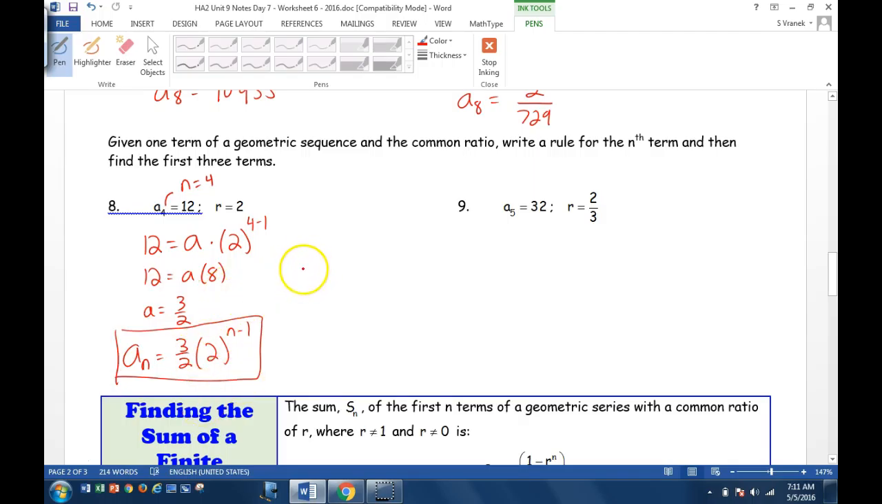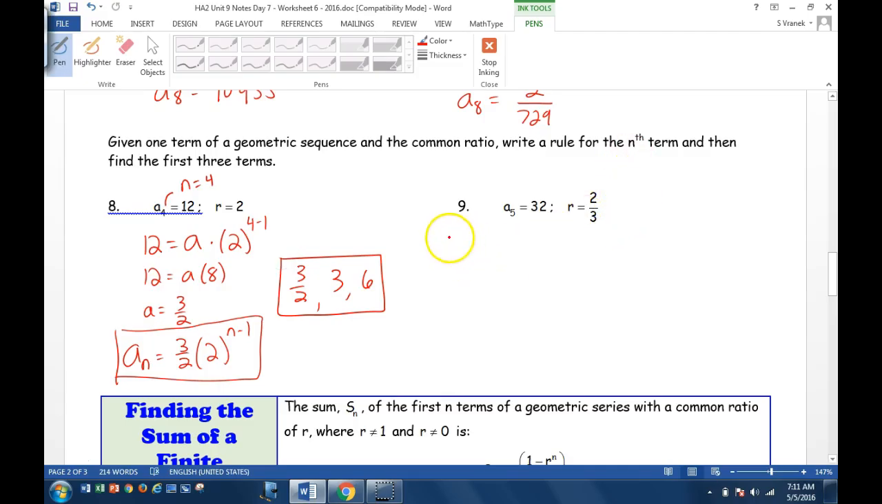So we have 3/2. If we multiply that by 2, we get 3. If we multiply that by 2, we get 6. So those are the first 3 terms. You don't have to keep plugging it into the formula. You're just multiplying by 2 each time if you have the first one. We do the same thing over here.